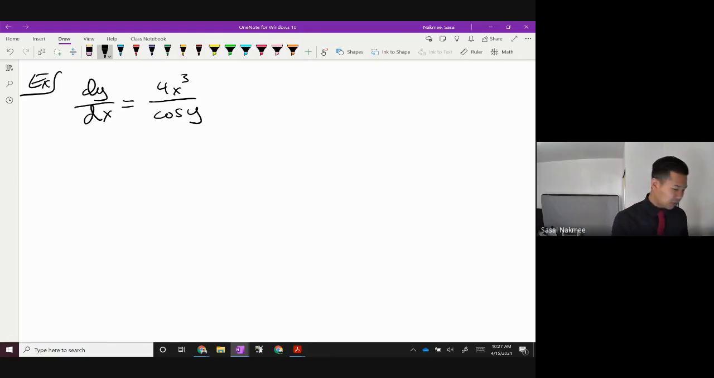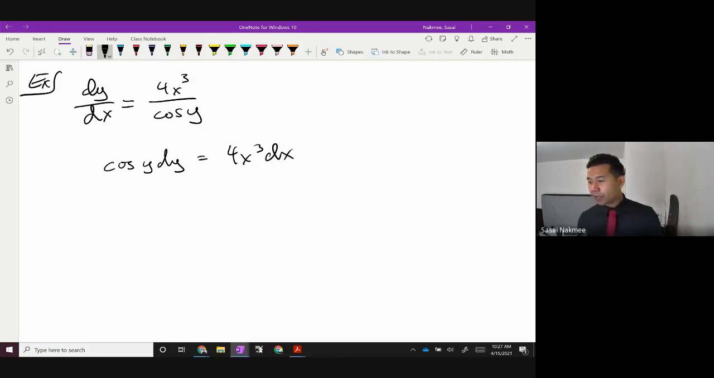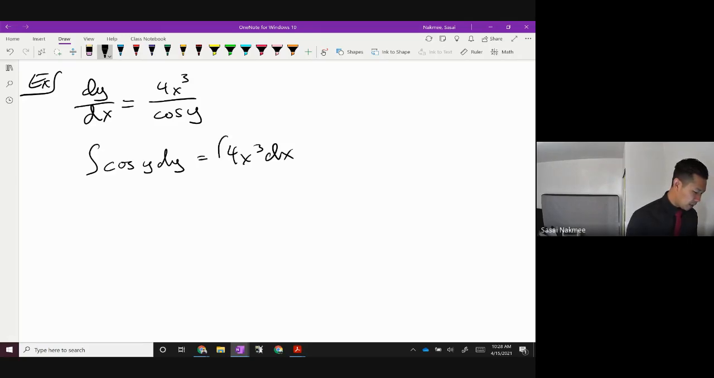When you separated these two variables, hopefully this is what you got. You should have gotten cosine of y dy is equal to 4x cubed dx. I need to know, are you guys all right with this? I'm not losing you anywhere on here, right? From here, then, we go ahead and integrate both sides. Take the integral of the left side, take the integral of the right side, and integrate. The integral of cosine of y.